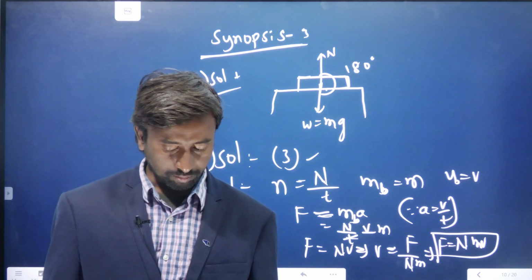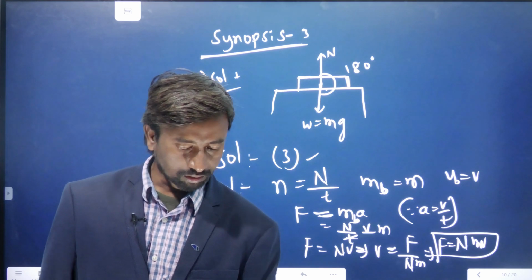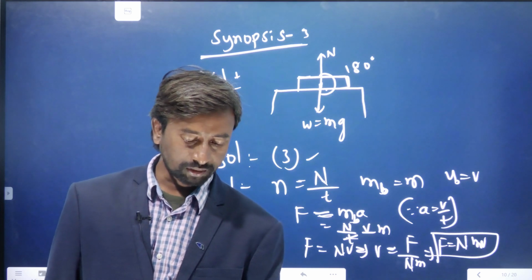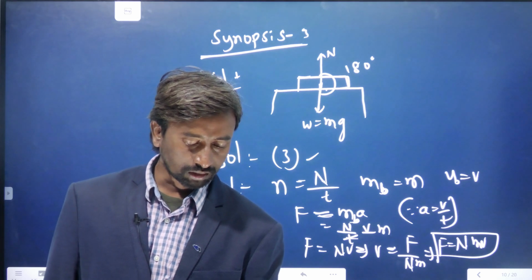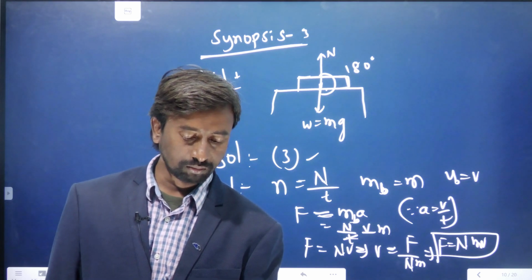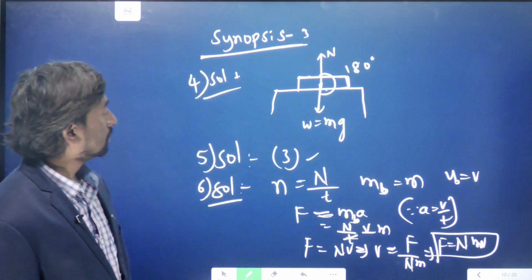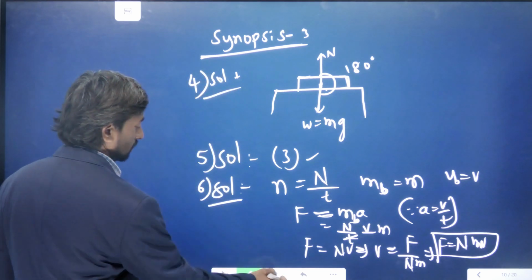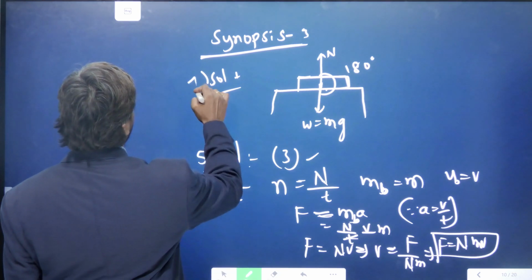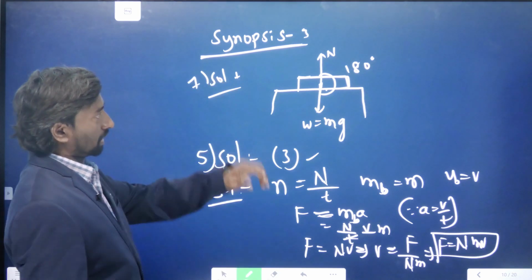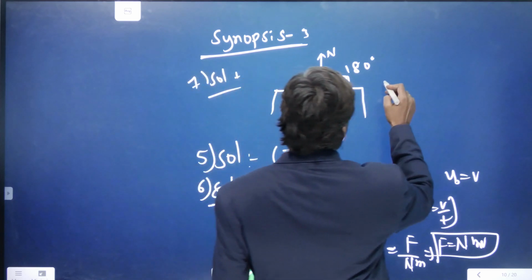So the next problems are given on free body diagrams. A book lying on a horizontal table, then the free body diagram of the book. I have already written it. This is the seventh solution. See here the free body diagram; this is the normal diagram we have drawn now, a body lying on the plane.